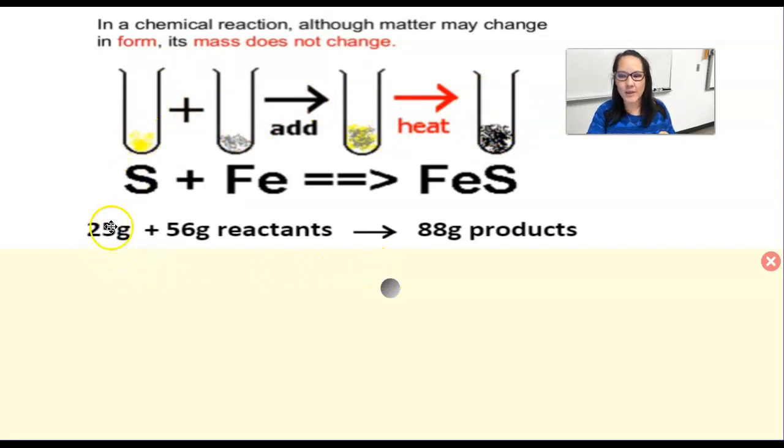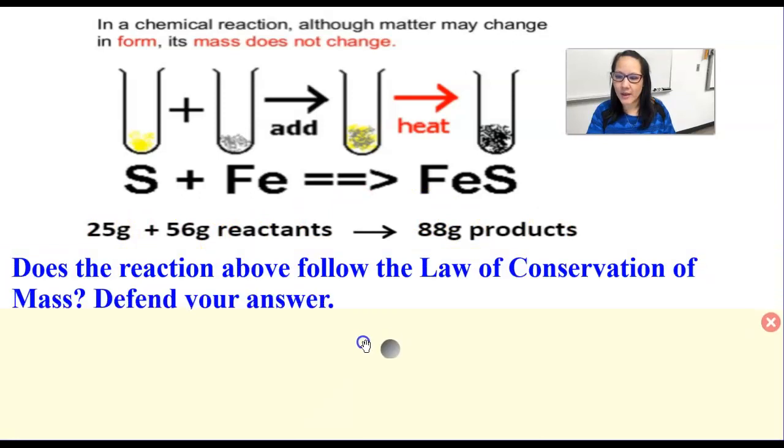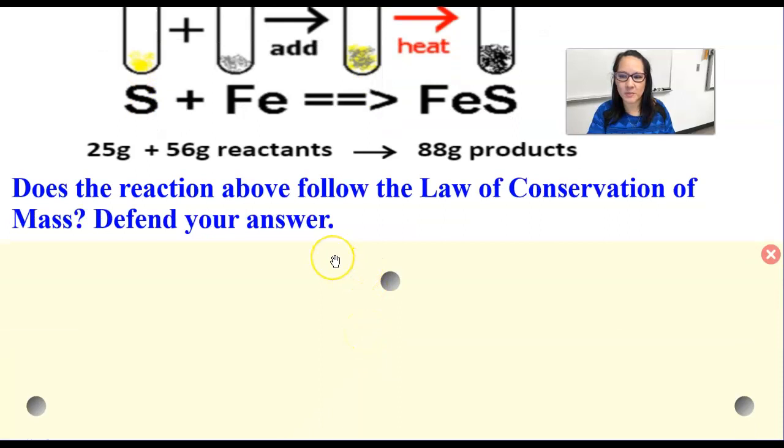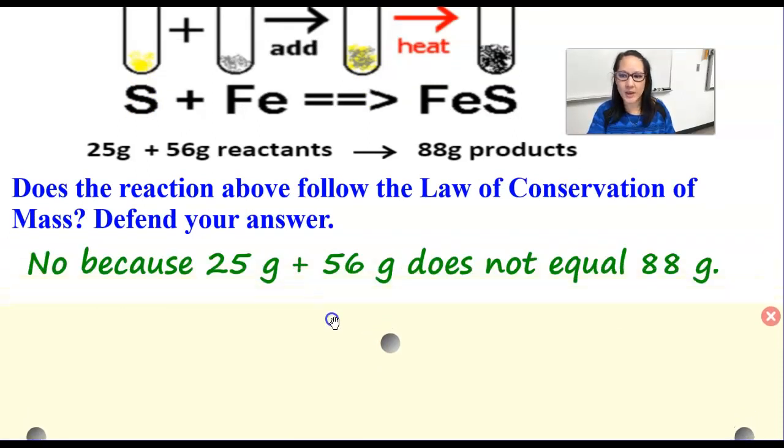So we have, in these two test tubes, 25 grams plus 56 grams. Does that mean we ended up with 88 grams of product? And the answer is, does the reaction above follow the law of conservation of mass? Defend your answer. And the answer is no, because the total mass of my reactants, when you add them together, does not equal this mass of product. So it did not follow the law of conservation of mass.